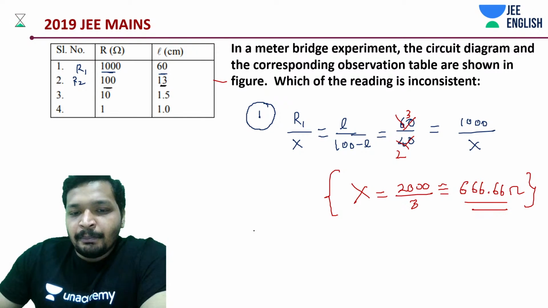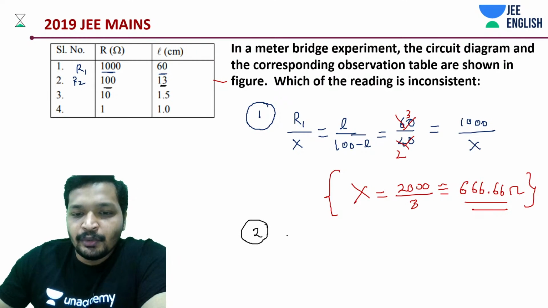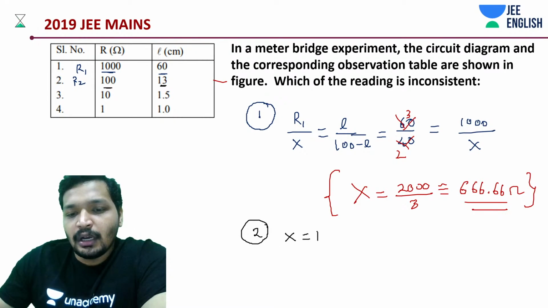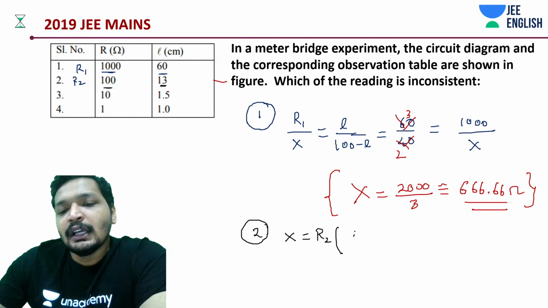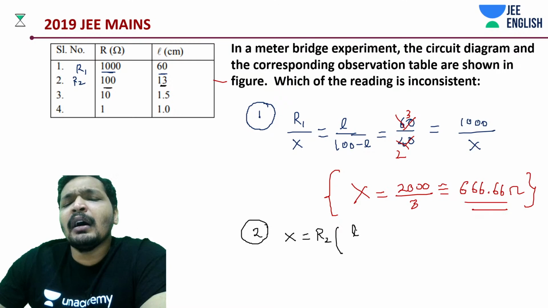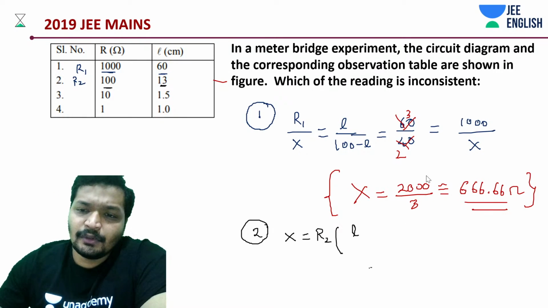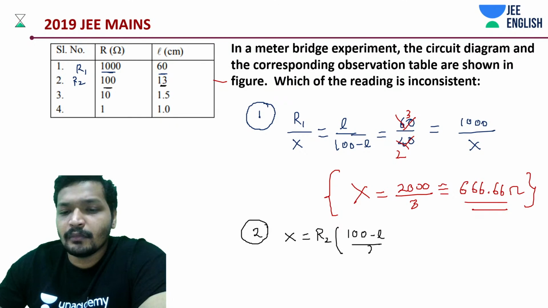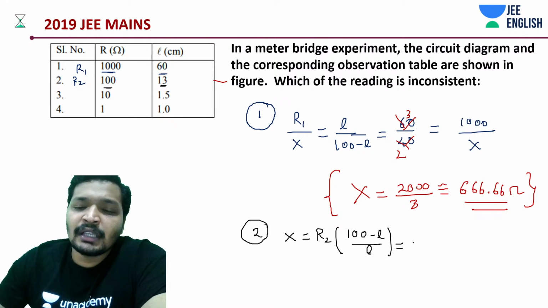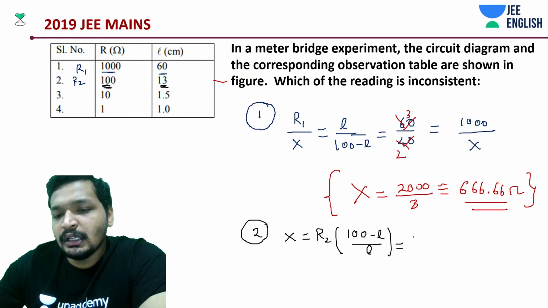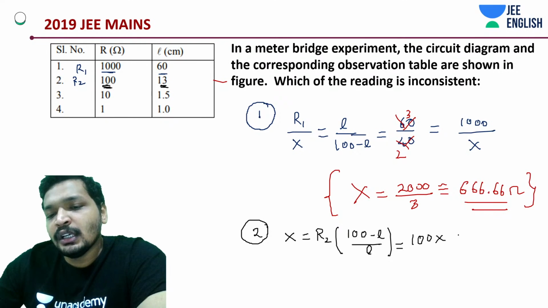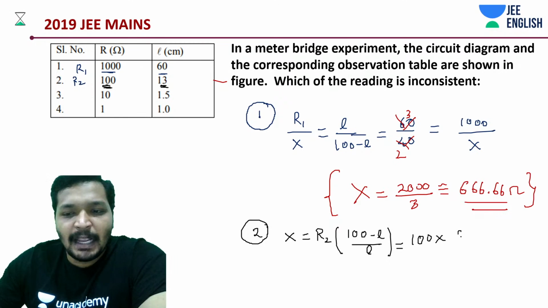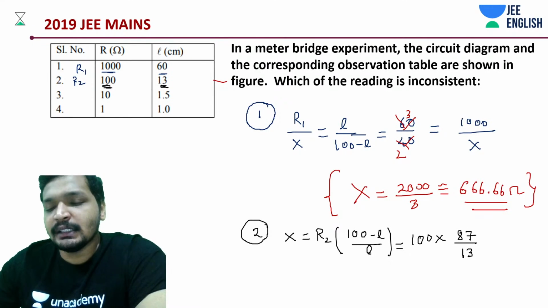We can do this directly. By now you must have understood how we should be doing this. Let's take X is equal to R2 into L or 100 minus L. 100 minus L, my mistake. 100 minus L divided by L. Okay. It's really that simple. I'm writing down the same equation but a little more directly. We know it's 100 and 13. L is 13. Okay. 100 into how much? 87 by 13. 100 minus 13.